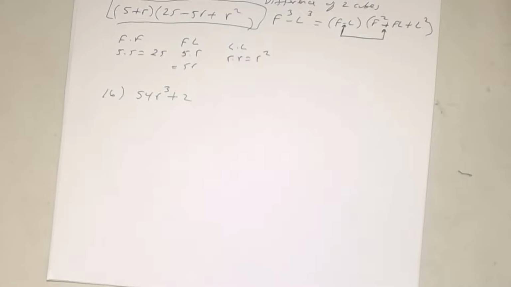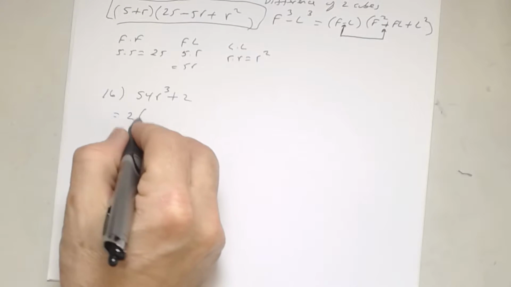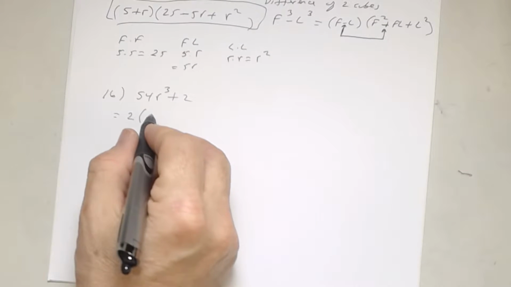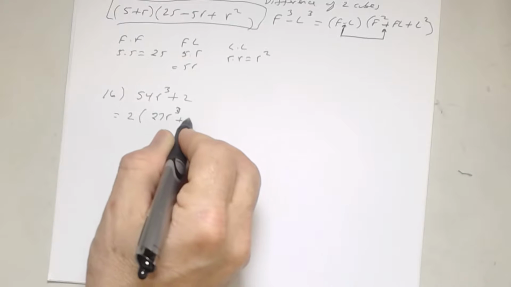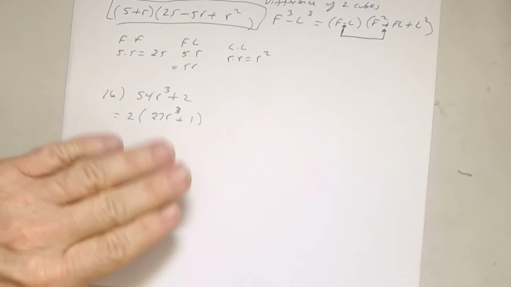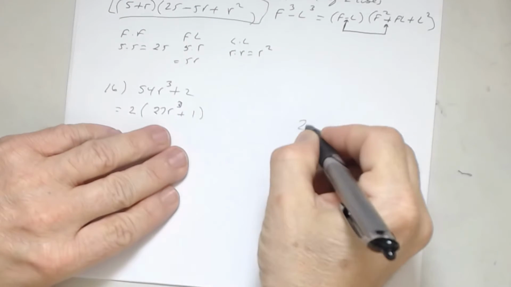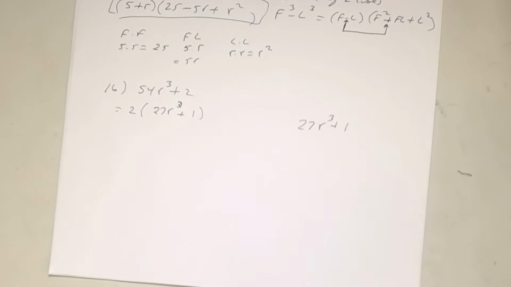Say it again? GCF is 2. So first of all, you're going to do what? Factor out the 2. So 2 times what? 27R cubed plus 1. Okay, is that my answer? No, you got to look at that parentheses and see if I can do anything else to this binomial.